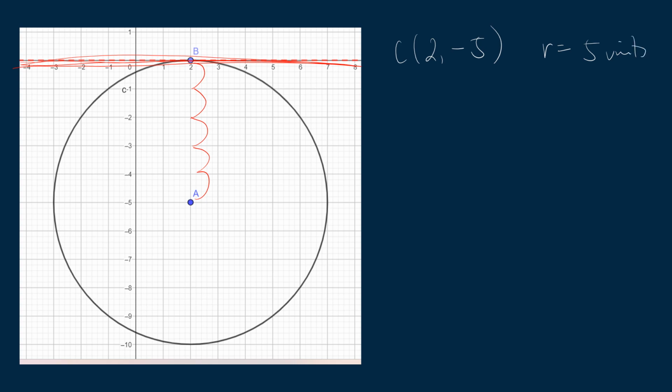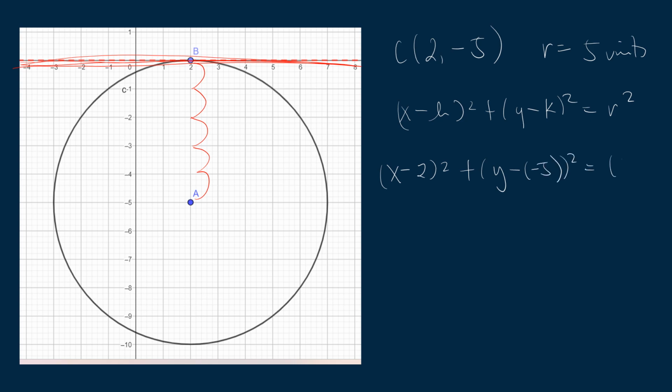We can now write the given properties into the standard format. So again, (x - h)² + (y - k)² = r². Here h is 2, so x - 2. For y - k, k is -5, so it becomes y minus negative 5, squared, is equal to 5 squared. Simplify first the given before you expand. So you have (x - 2)² + (y + 5)² = 25.